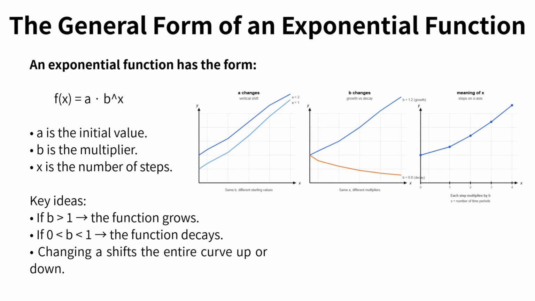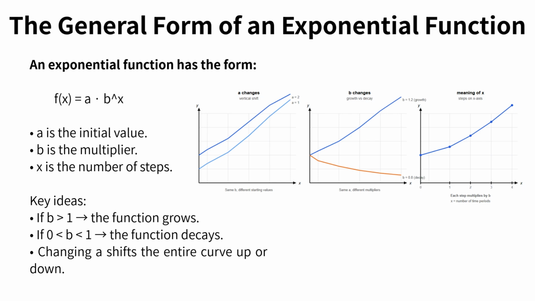An exponential function can be written as f of x equals a times b to the power of x. Here, a represents the initial value, the height where the graph begins. b is the multiplier, which controls how the quantity changes at each step. And x represents the number of steps or time periods. Understanding how each part works helps you see why exponential graphs behave the way they do. If b is greater than 1, the function grows. If b is between 0 and 1, the function decays.